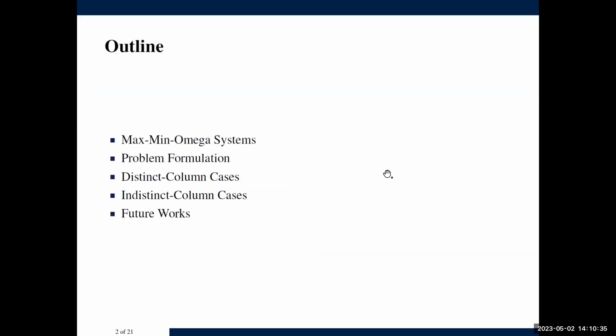Okay, so the outline will be 5 parts. First, I will explain briefly what the MaxMin-Omega system is, which is simply the generalization of max plus and min plus. Next, I will talk about the problem formulation, which is simply linear equations, but in a different system. Then we have 2 cases where we consider the property of the matrix, which is when the columns of the matrix are distinct or indistinct. And for the final part, I will mention some future work that we find interesting.